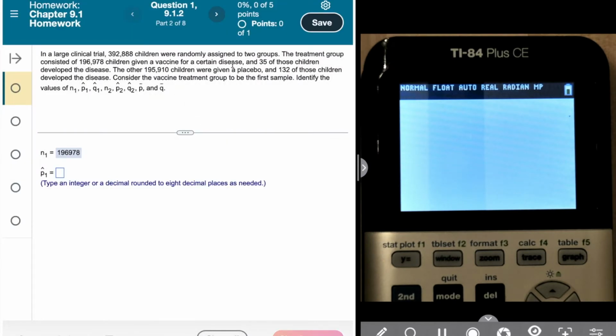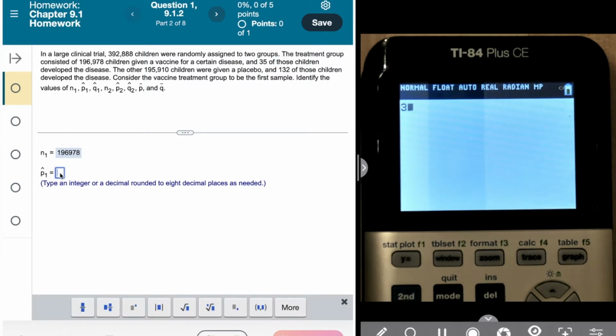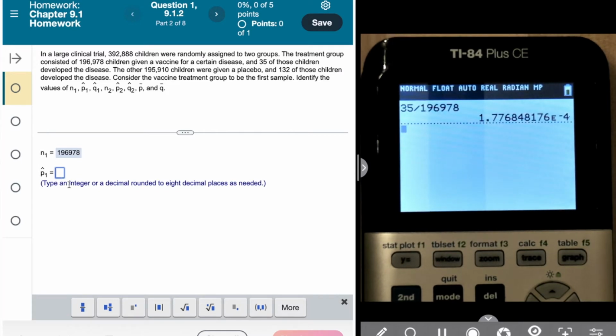And a success in this case, although it doesn't sound good, the thing I'm interested in studying is how many developed the disease after the vaccine. So p1 hat is going to be the 35 who developed the disease out of the total amount that we sampled. And that's an interesting number, but it says round to 8 decimal places. And just remember that that e to the negative 4 means move the decimal left.